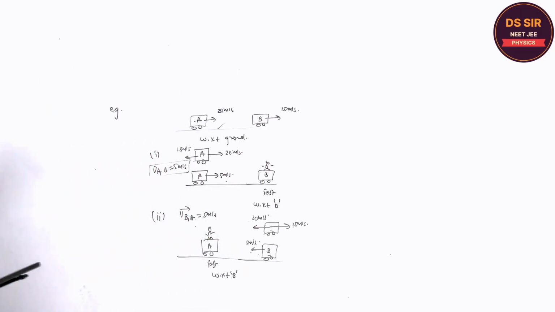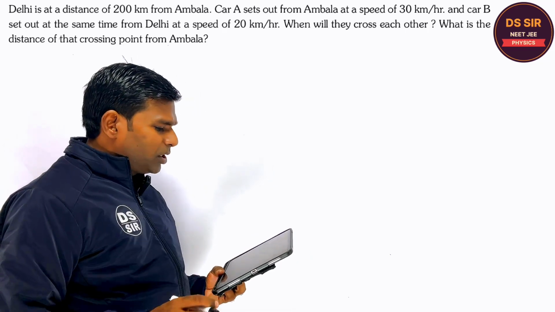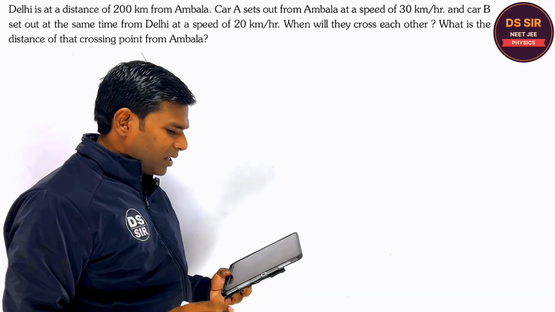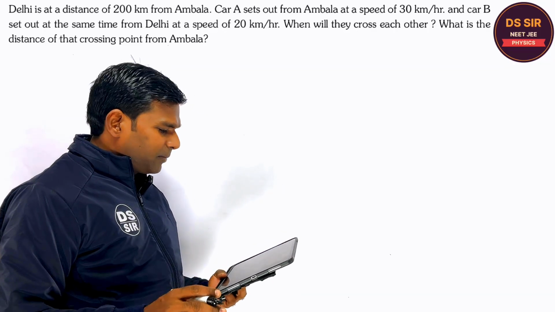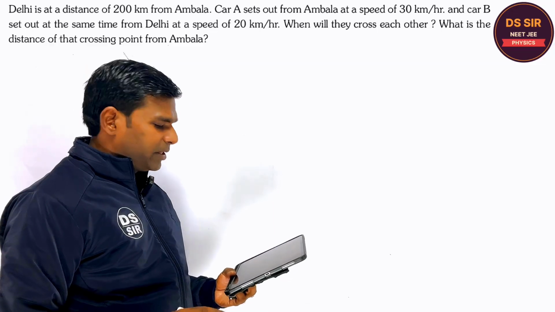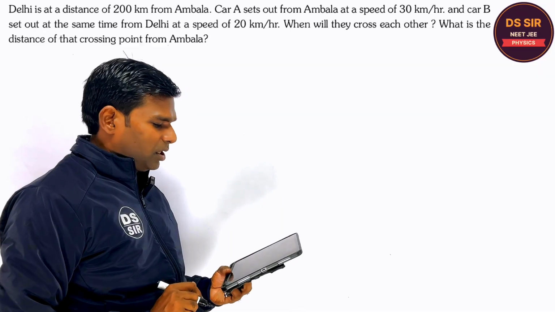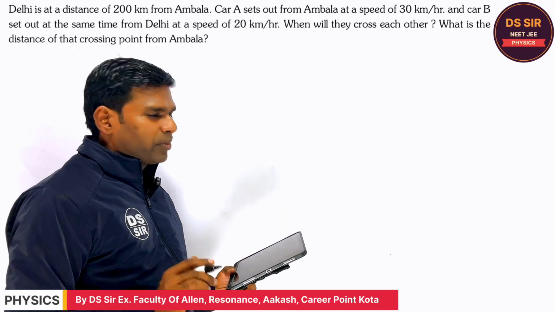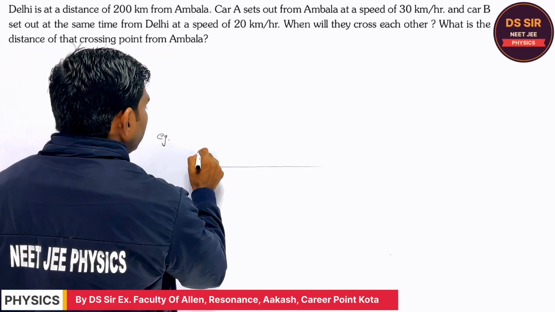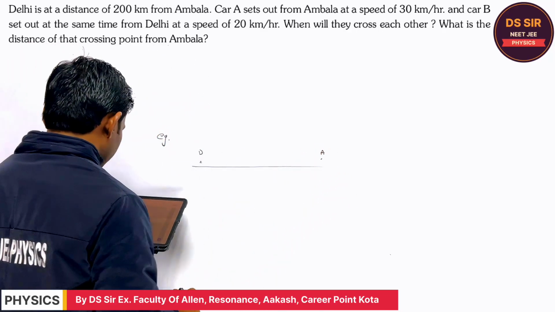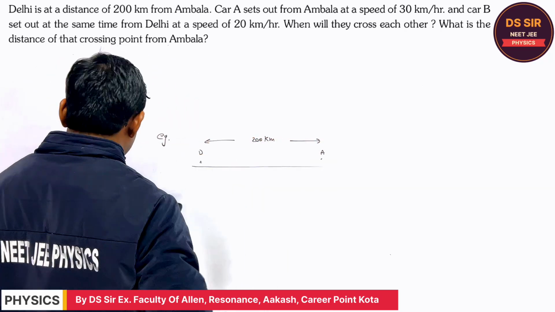Copy this. So in this example, Delhi is at a distance of 200 km from Ambala. Car A sets out from Ambala, speed is 30 km per hour, and B sets out at the same time from Delhi and the speed is 20 km per hour. They are asking when they will cross each other and what is the distance of that point from Ambala, right? So in this example, suppose this is D for Delhi and A for Ambala. The separation between them is 200 km. Fine.